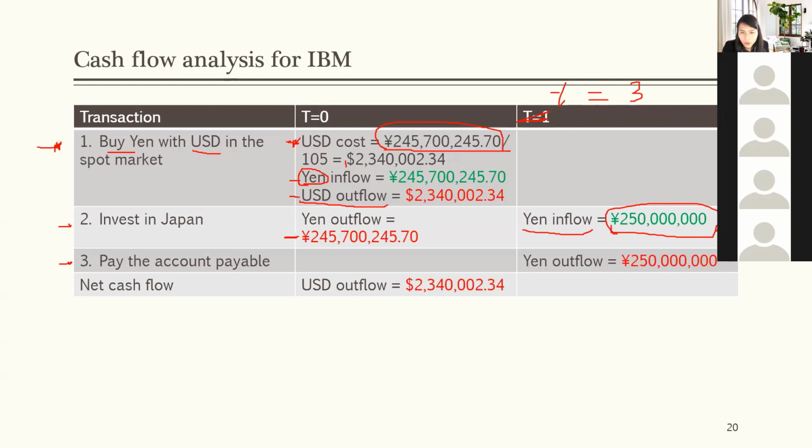So if you compute the cumulative position at both time 0 and time t, you will find that at time 0, these two yen cash flows cancel each other out, and you are left with a USD cash outflow of about 2,340,000 something USD. Okay. So this will be the USD cost of the money market hedge, in present value.